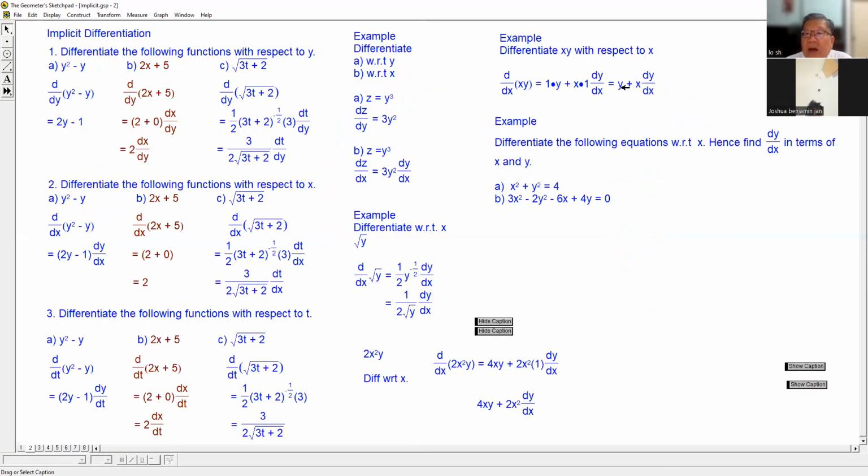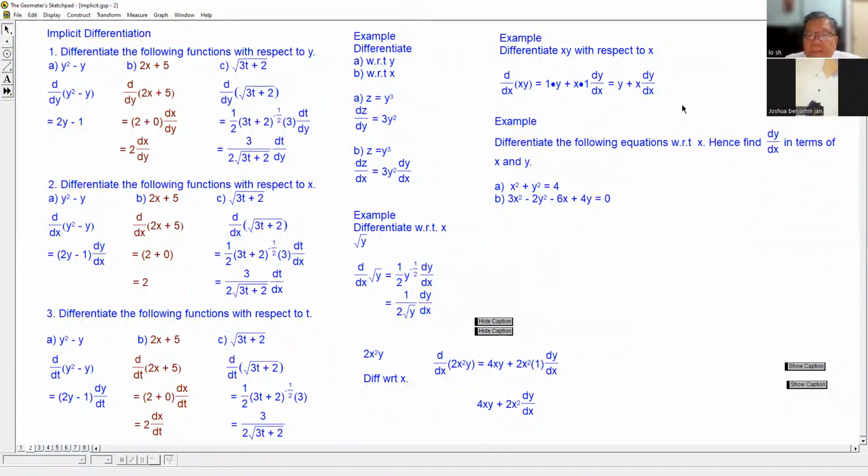So this one comes from, where is it? The one here comes from differentiating the y with respect to y. Then this one, dy dx, because you are differentiating with respect to x, you have to add the dy dx there. So when you multiply out, 1 multiplied with y is y. x multiplied with 1 multiplied with dy dx is x dy dx.